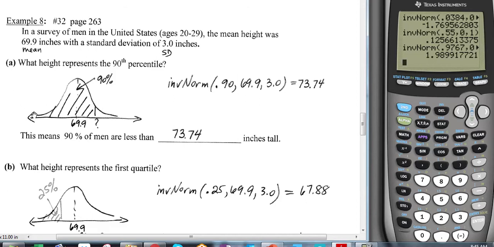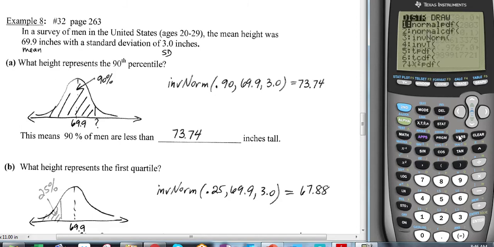So let's just draw kind of a quick sketch. Here's our normal distribution. They tell us that the mean is 69.9, that's right here. And we're looking for the 90th percentile, P90, would be somewhere here, such that 90% of the probability would lie to the left.